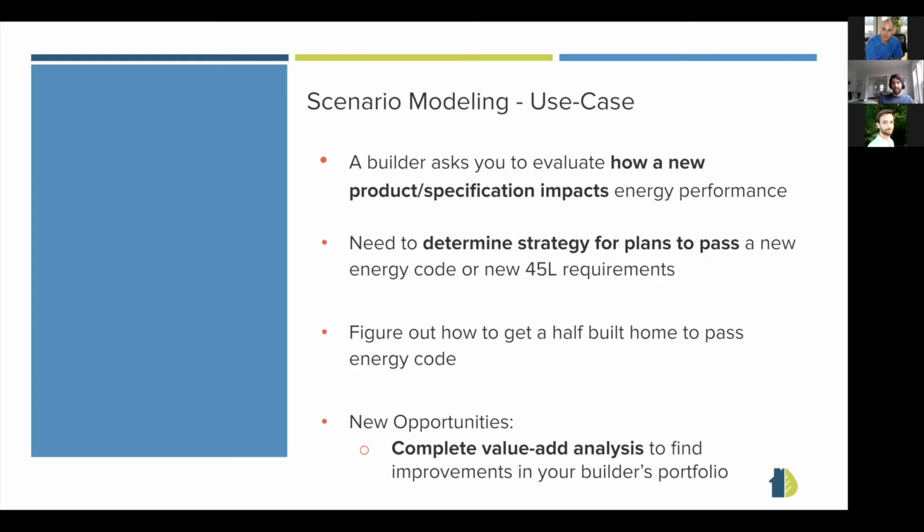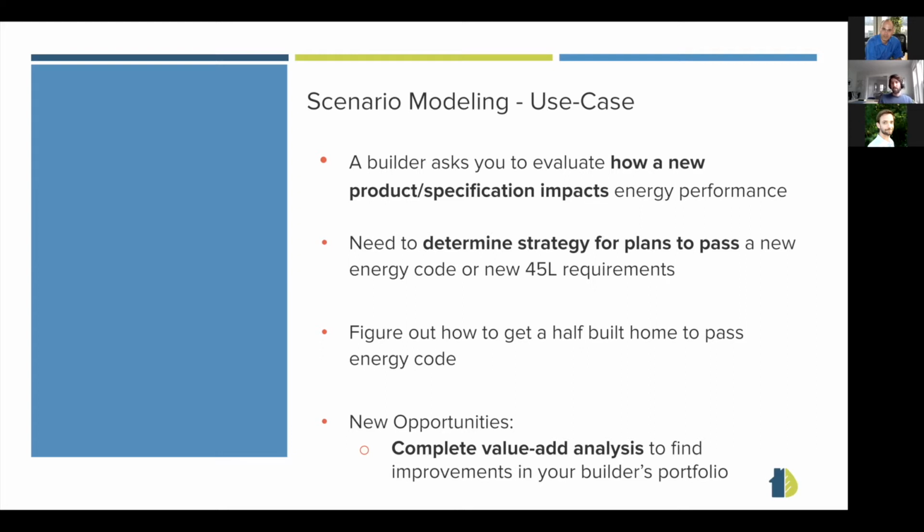You know, they may be saying, we can't do 2x6s. We've got to figure out another way to build our homes. And they want to know, if we don't do 2x6 and we have to do this, what's the impact of that? Do I still pass energy code? Do I still earn my 45L tax credit? And to do that, you need to analyze all of those energy models and figure out what the impact is.